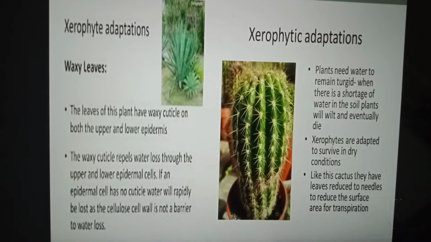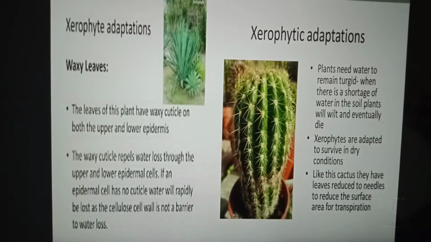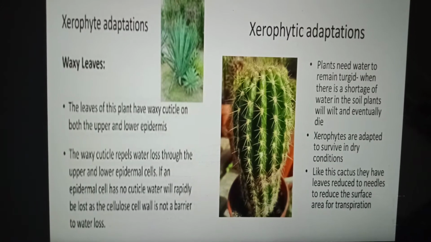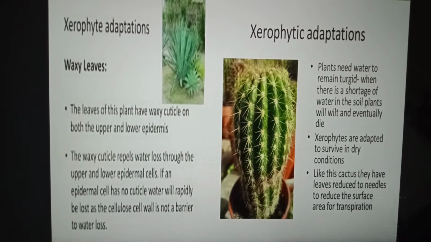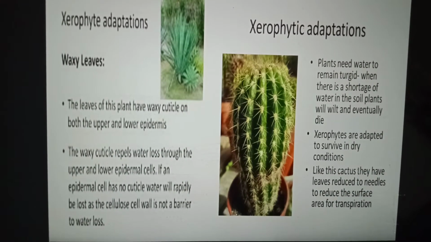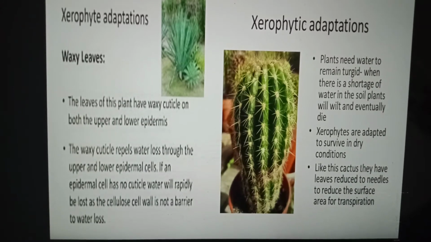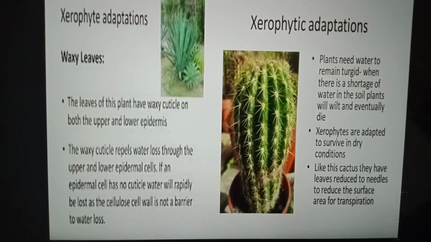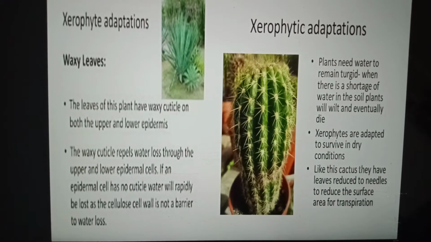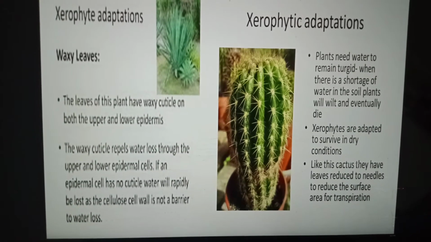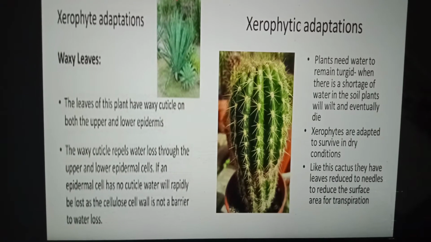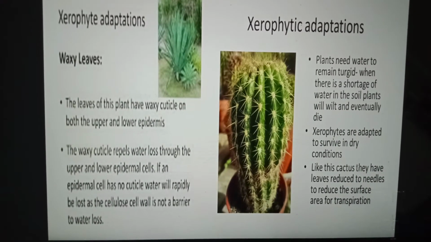Now I will talk about xerophytes and xerophyte adaptations. The leaves of this plant have a waxy cuticle on both the upper and lower epidermis. The waxy cuticle repels water loss through the upper and lower epidermal cells. If an epidermal cell has no cuticle, water will rapidly be lost, as the cellulose cell wall is not a barrier to water loss, and plants need water to remain turgid. When there is a shortage of water in the soil, plants will wilt and eventually die.